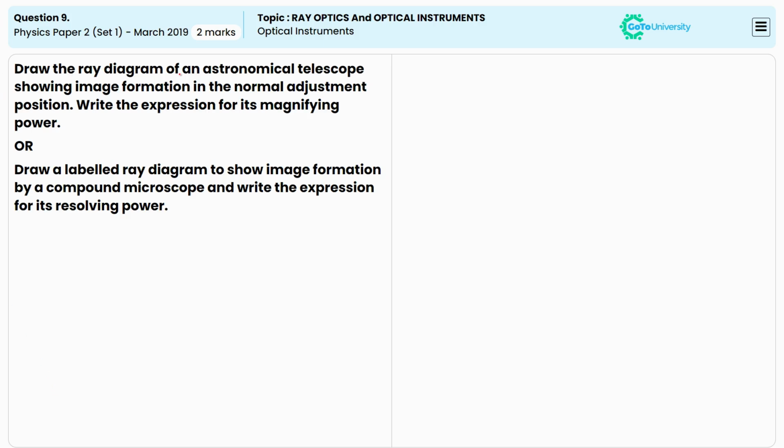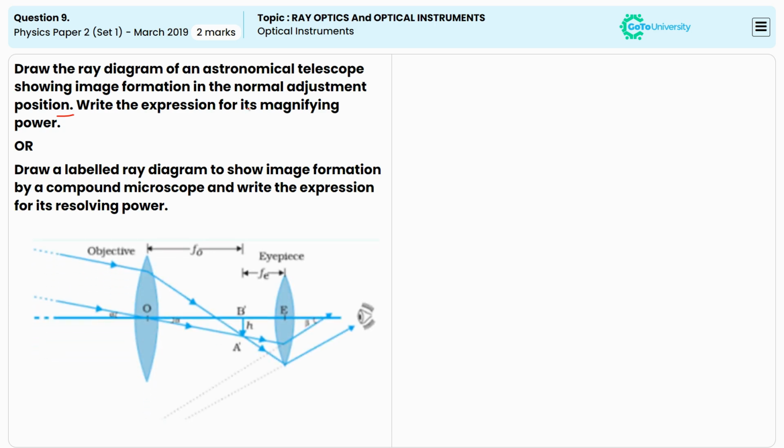Draw the ray diagram of an astronomical telescope showing image formation in the normal adjustment position. Write the expression for its magnifying power. First we need to know where we are going to use this astronomical telescope. We use it for observing distinct images of heavenly bodies like stars, planets, and so on. How this works, we'll see with the help of a ray diagram.